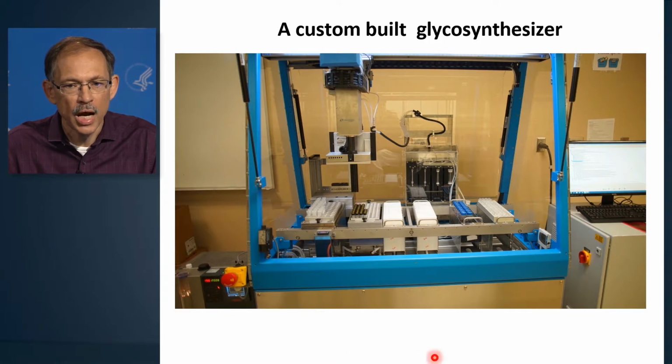And here you see how the equipment actually looks. So here you have the various racks for reagents and solid phase extraction columns. Here you see the syringe pump that basically drives a needle that picks up and delivers the reagents wherever they have to go.